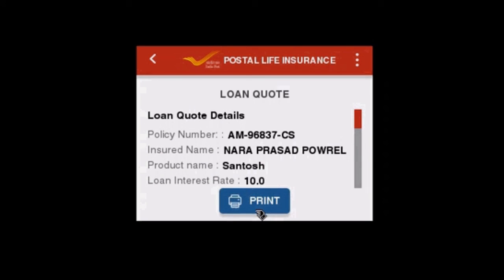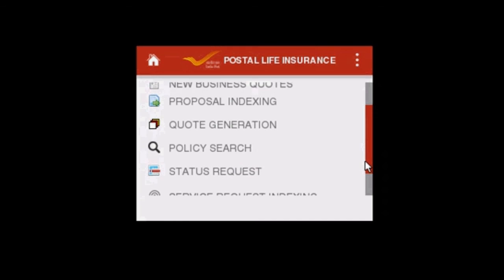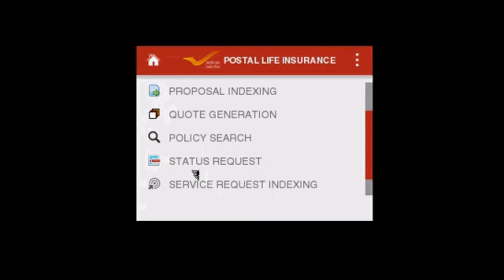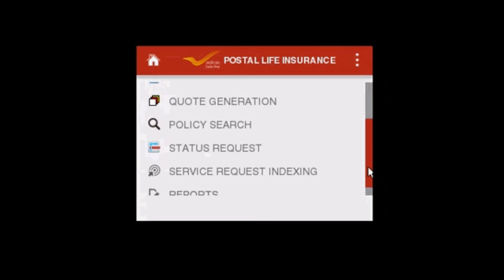Policy search is simple. We can search the policy. Status request, I have already discussed that, and whatever status of indexing, proposal indexing and service request indexing, that can be seen here. That means where it is now, at circle office or division office, wherever, that can be confirmed from that status request.